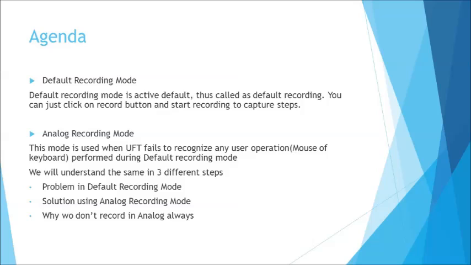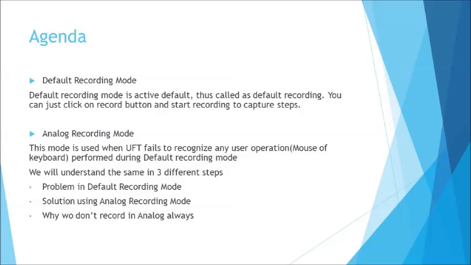So today we'll be looking into the analog recording mode, which would help you understand what it is all about. Here the script preparation is done in a similar way, where you interact with the application and deal with activities which are not recognized by the default recording mode. The common operation we are taking into consideration today is the drag and drop operation. Drag and drop is a mouse activity performed by the user on any application, and it is not captured by default recording mode. So we switch to a different recording mode called analog.